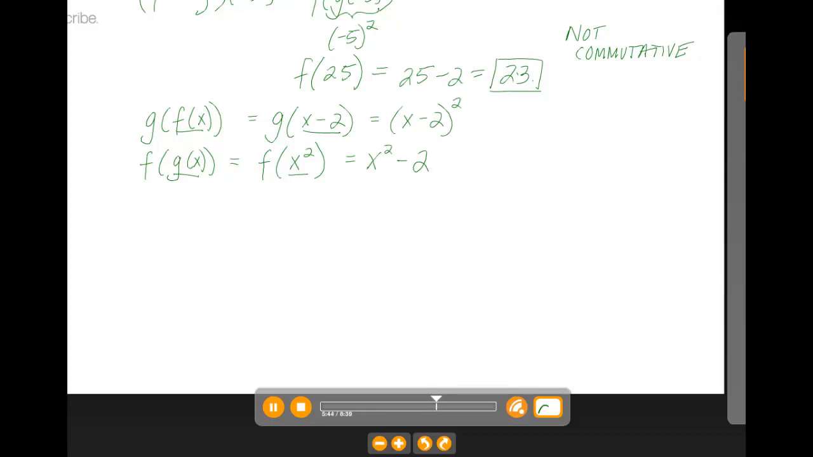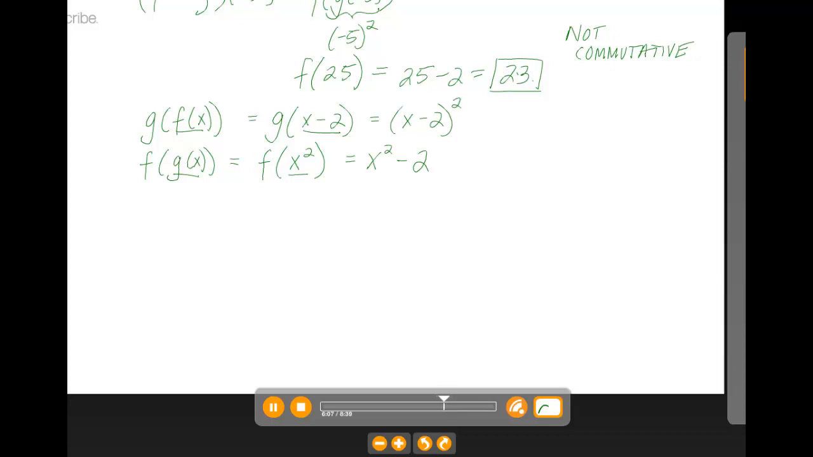Cool. Let's think about domain. Anytime we compose one function with another, we know that there might be some domain issues. So let me think about what we're doing. We had f of x was a line. There were no restrictions there. Domain was negative infinity to infinity. And g of x was a parabola, just a regular quadratic. Again, no domain restrictions, just negative infinity to infinity.